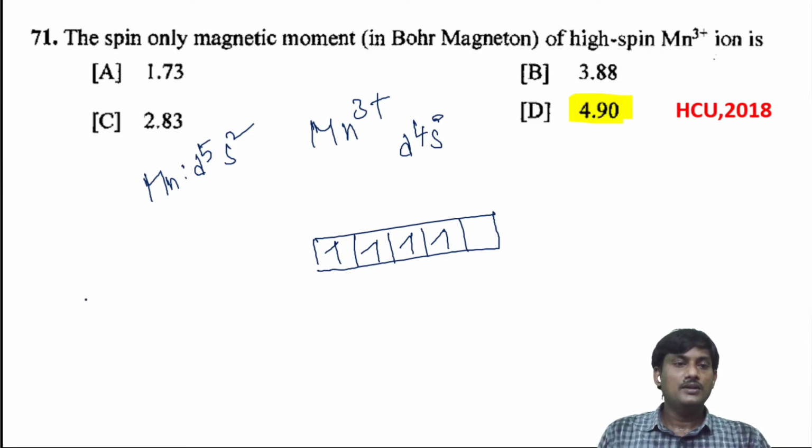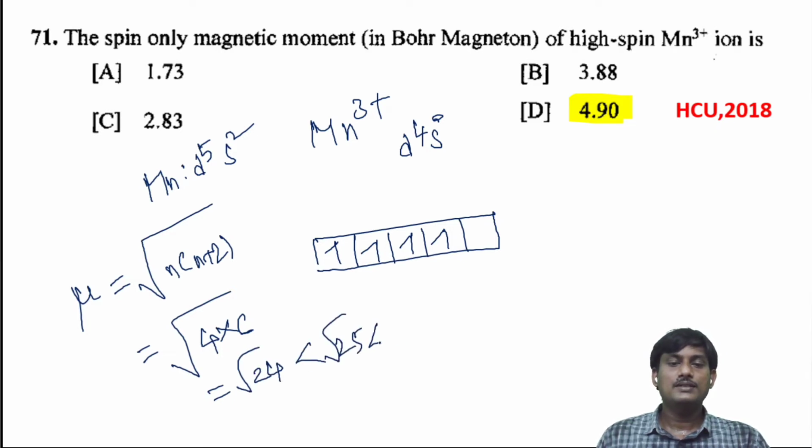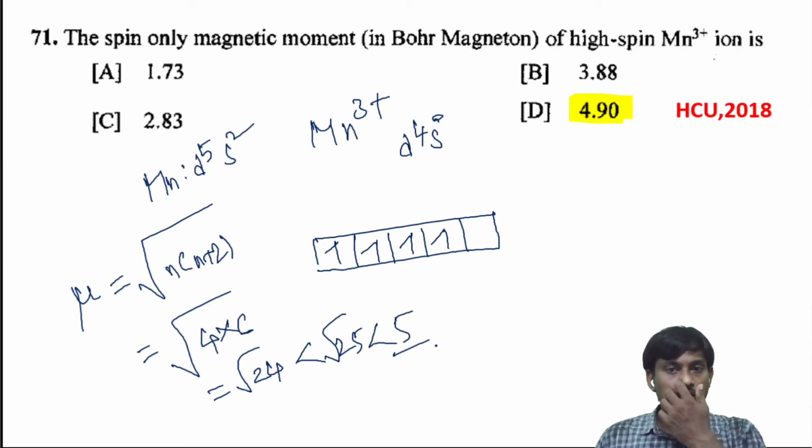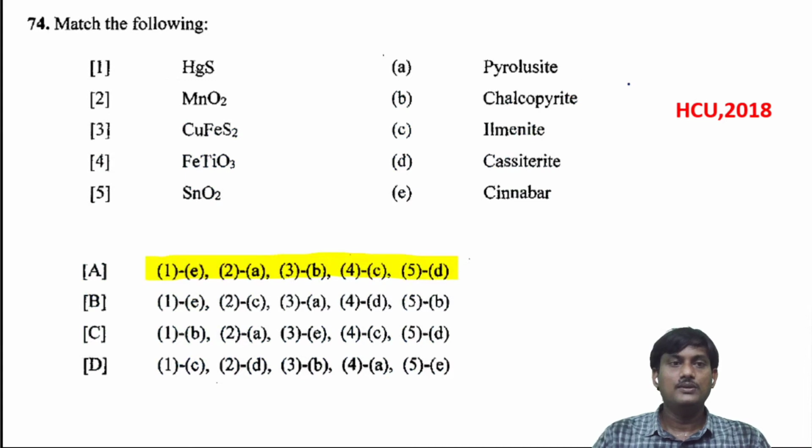So the spin-only magnetic moment mu is equal to root over n into n plus 2 Bohr magneton. So here n is 4, 4 into 4 plus 2 means 4 into 6. It will be root 24. It is less than root 25. So it is slightly less than 5. So what is the answer? It will be 4.90.